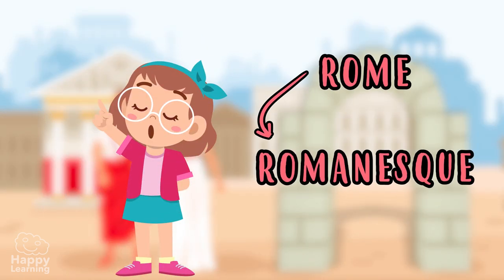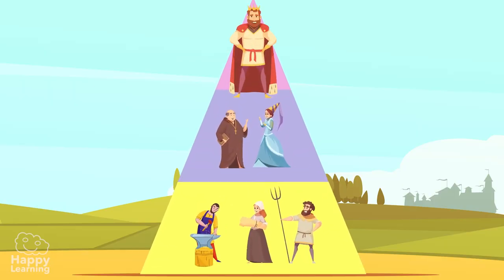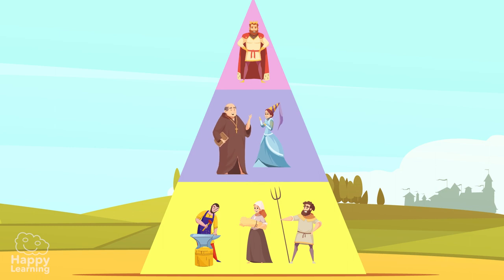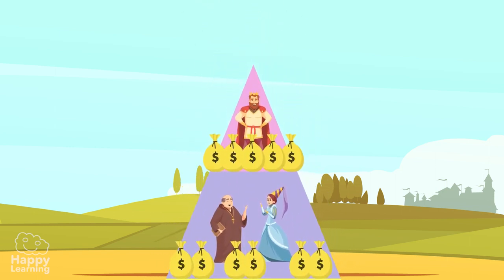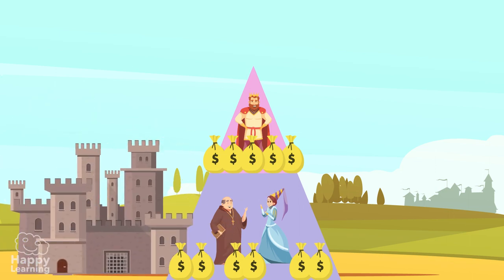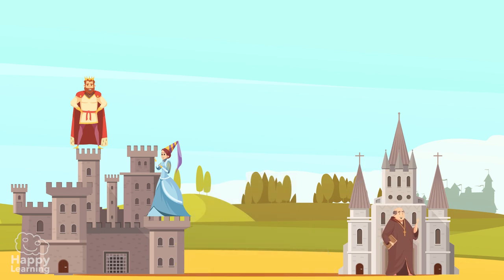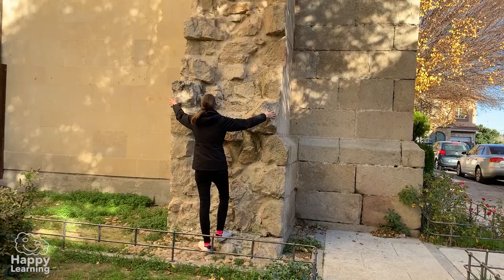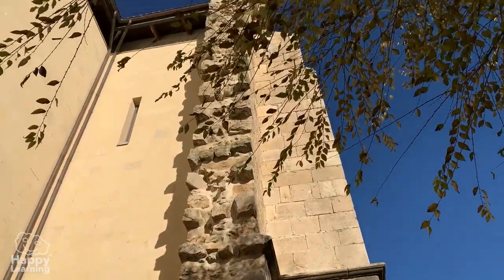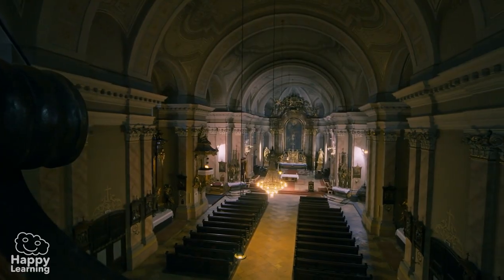It's easy, right? Since the society of the Middle Ages was very hierarchical, the kings, the nobility, and the church were the only classes that were rich and powerful. The buildings that were erected were castles for the kings and nobility, and churches for the church. They were defensive buildings, with thick walls and small windows, which meant they had very little light inside. They were very dark.